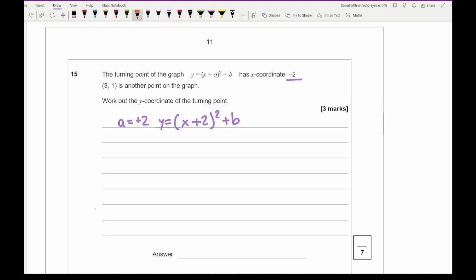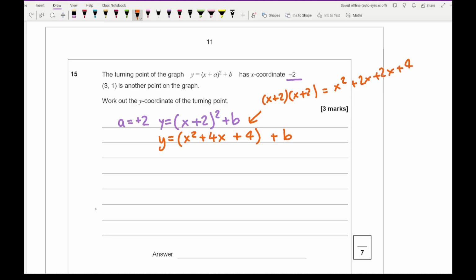So then if I expand this out, I end up with y equals x squared plus 4x plus 4 plus b. And the reason why I've got this is because (x plus 2) times (x plus 2) gives me x squared plus 2x plus 2x plus 4, which ultimately will give me what I've got in the brackets. Now, I know what the coordinate that lies on the line, which is (3, 1).